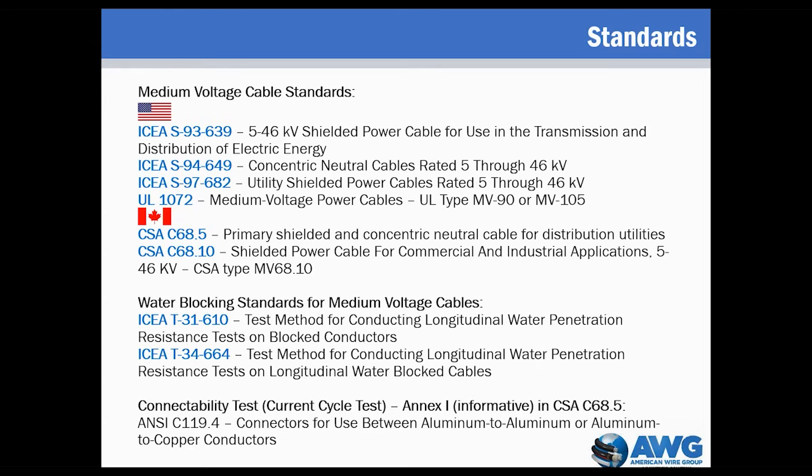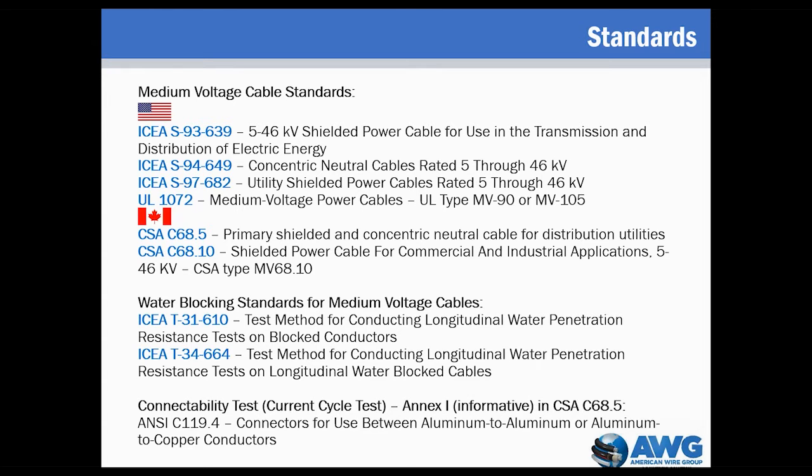In the United States, there are several Insulated Cable Engineers Association, or ICEA, standards, as well as an Underwriters Laboratories, or UL, standard for medium voltage cables. The ICEA standards focus on cables for utility applications, while the UL standard focuses on commercial and industrial applications falling under the National Electrical Code, or NEC.